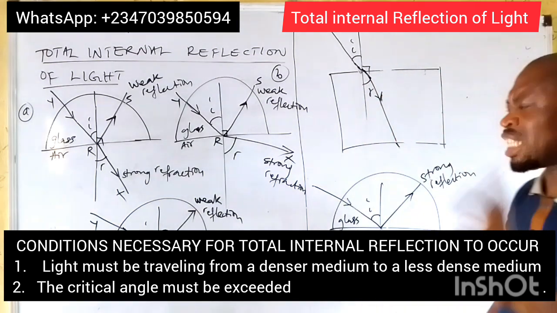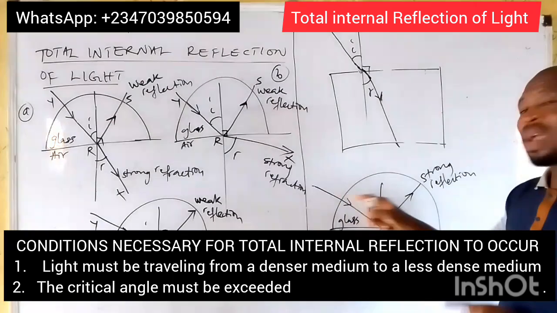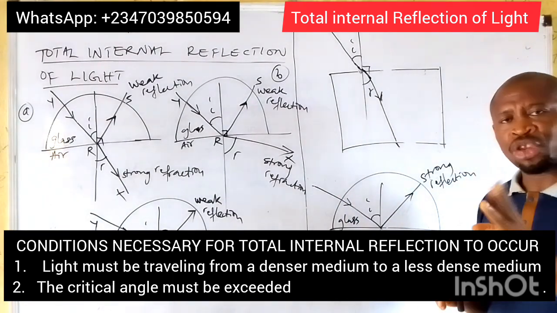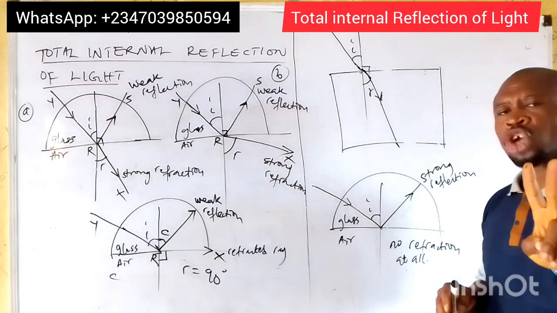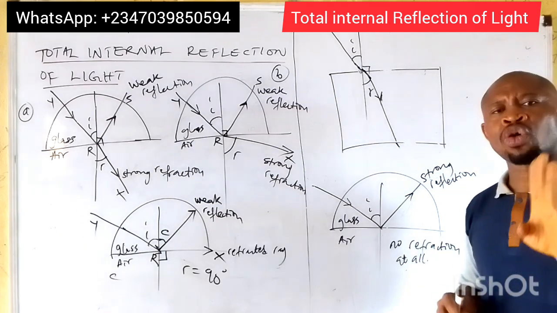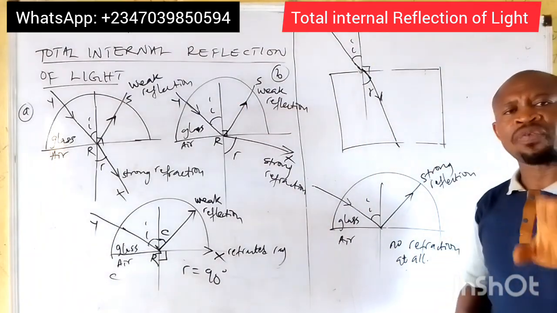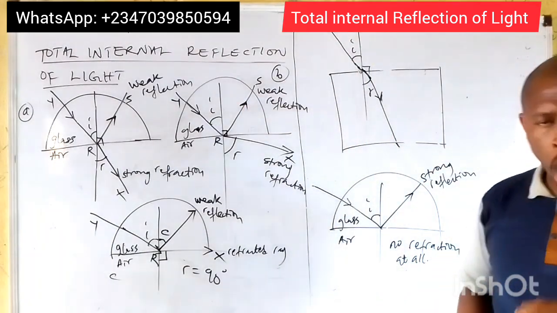Two, light must be traveling from a denser medium to a less dense medium. So these are the two conditions for total internal reflection of light to occur.